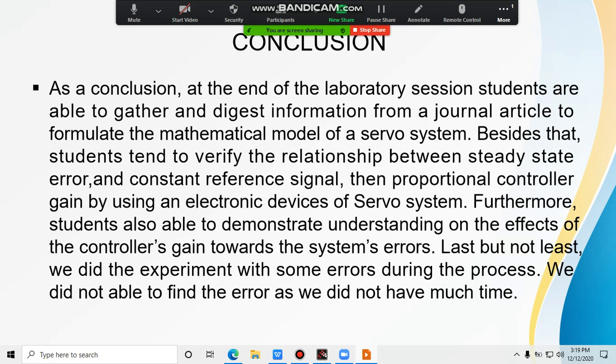Finally, students will also be able to demonstrate and explain to our lecturer the effect of controller gain on the system error. Last but not least, when we did this lab we also faced many problems with the software, because we could not download the software nicely. But we still put in some effort, and we were not able to find any error as we did not have much time. That's all from me.